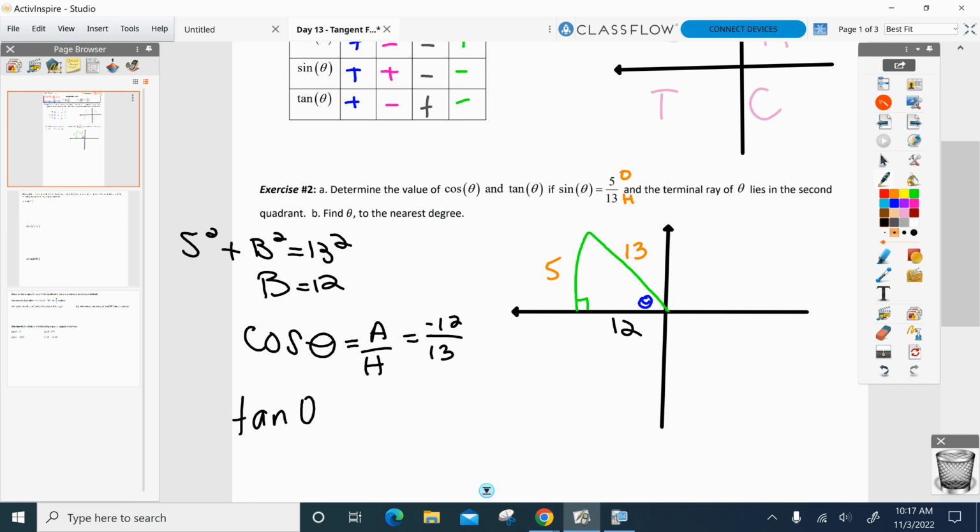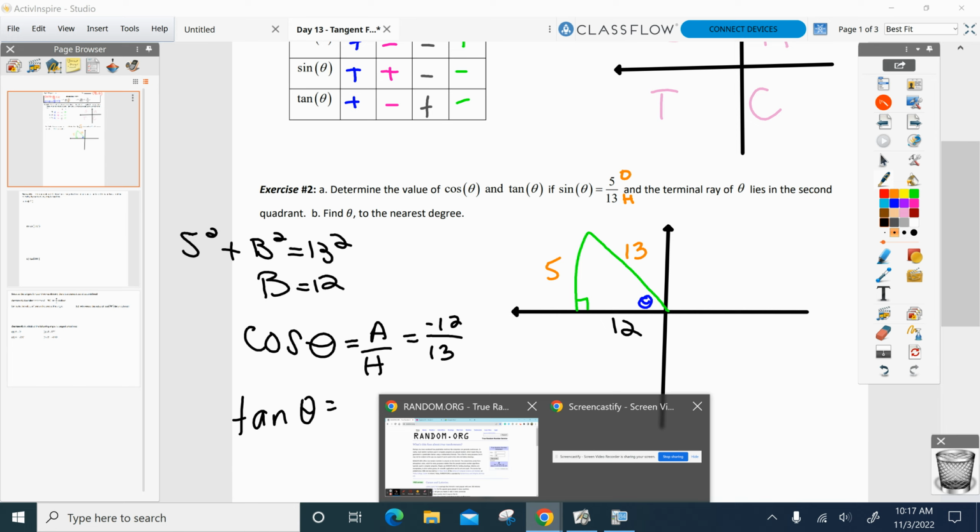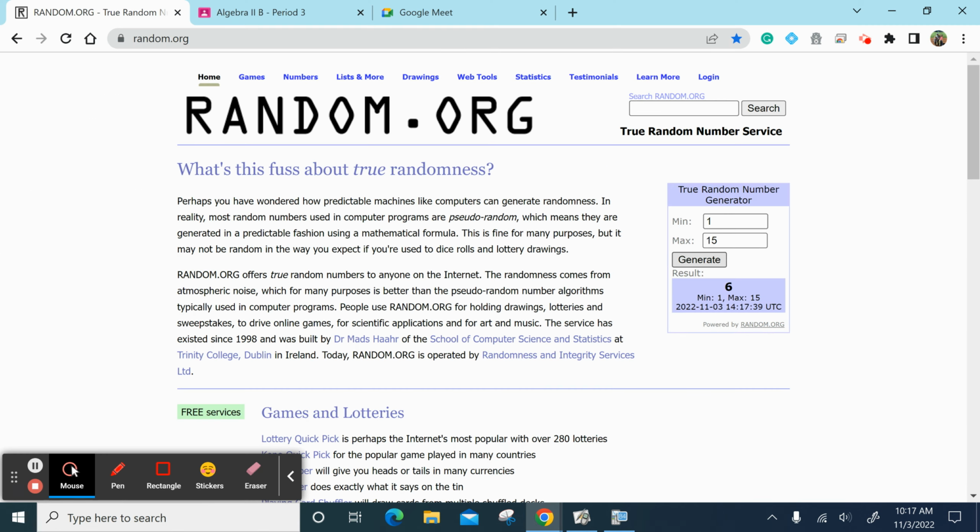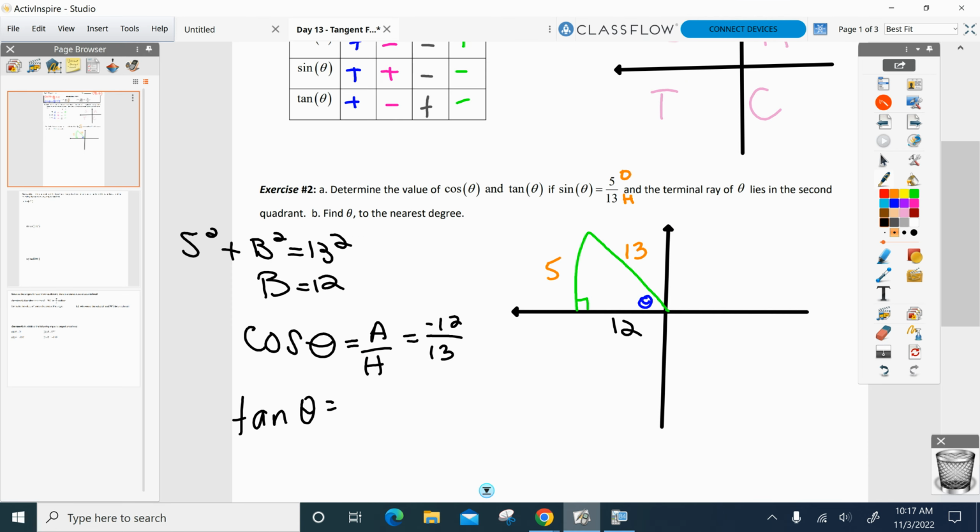All right, next one. Find tan theta. How do you find tangent on a right triangle? All right, you got me there. I could do that, but I want to get to it a little quicker. How about using opposites, adjacents, and hypotenuses instead? Tangent is opposite over adjacent. Which one is opposite and adjacent here?